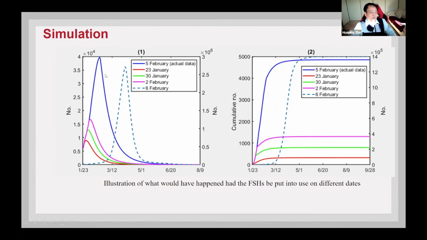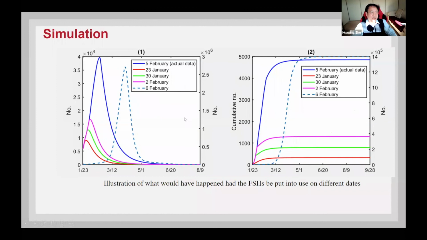Of course, if you build later, you see more people will get infected. But if you build one day later, February 6th, look at the right panel. More people will be infected. This is a big jump. We see this jump. If we start the Fangcang Hospital just one day late, totally between 2.5 to 3 million people will be infected.